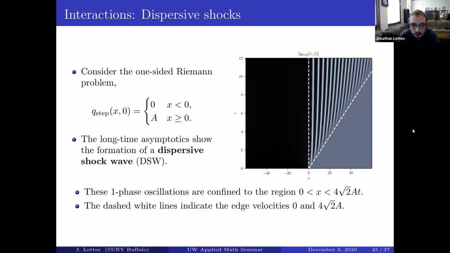And so when you carry out the long-time asymptotics, what you find is dispersive shock waves. And these are confined to the region x between 0 and 4 root 2 A t, which I've designated by these dashed lines showing the boundary of the DSW. So those edge velocities are 0 and 4 root 2 A.